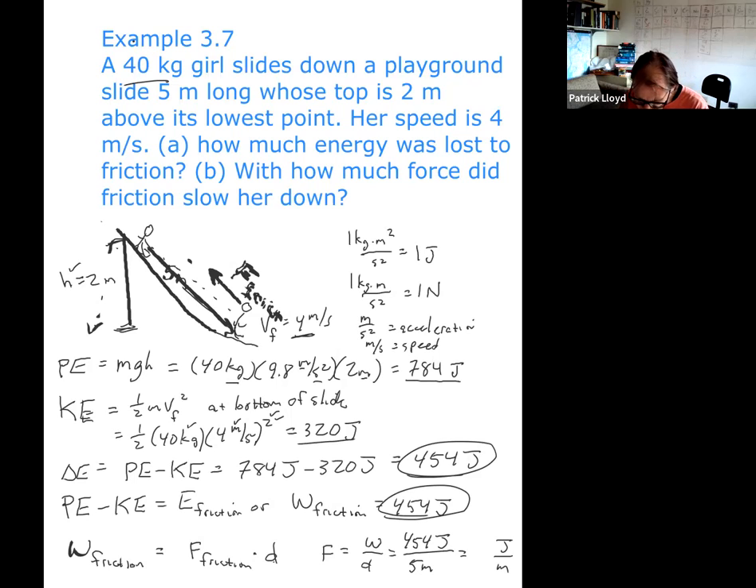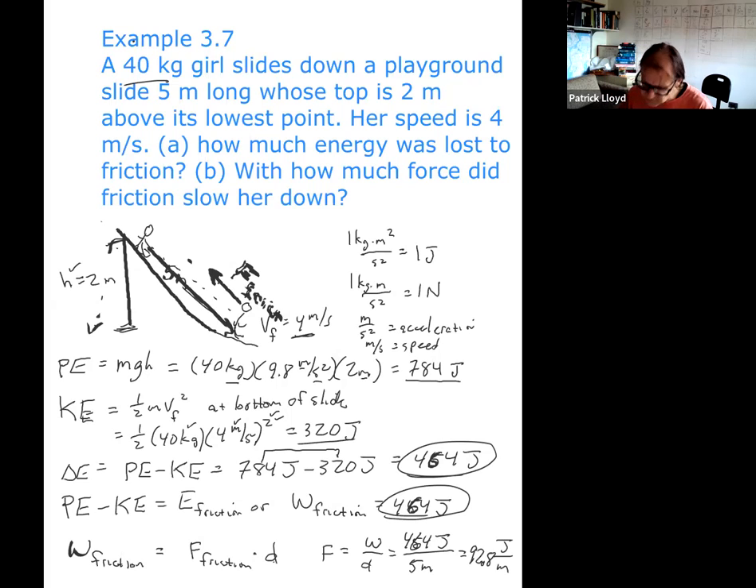Oh, I'm sorry, I made a mistake here. This is 464. See, I caught my little mistake there. It's 464. My subtraction was bad. 8 minus 2 is 6. So 464 divided by 5 is 92.8.